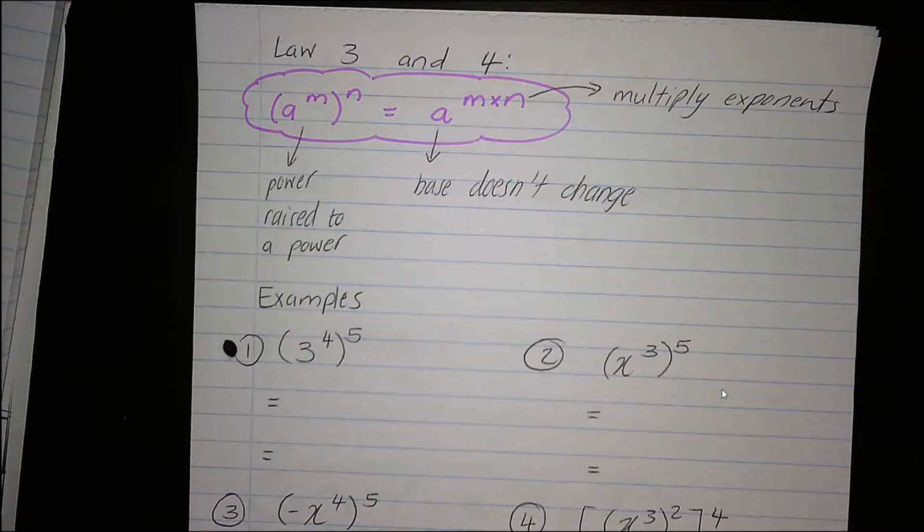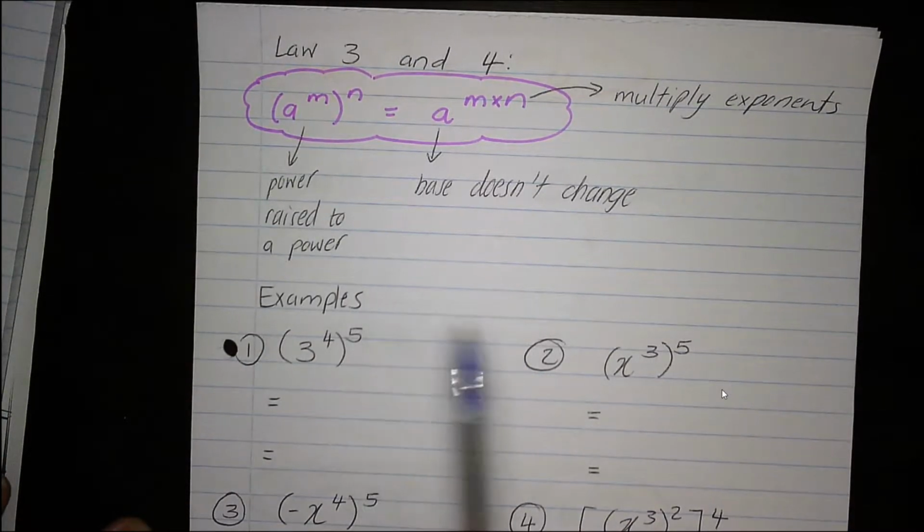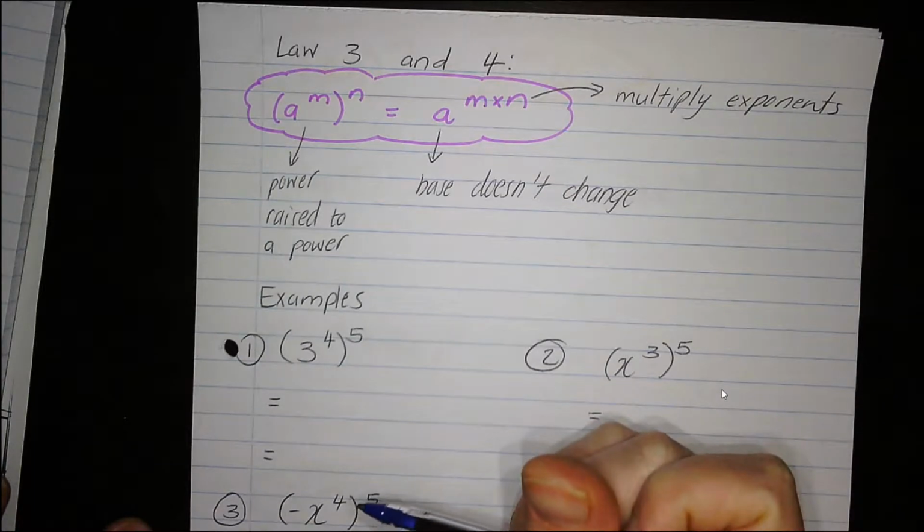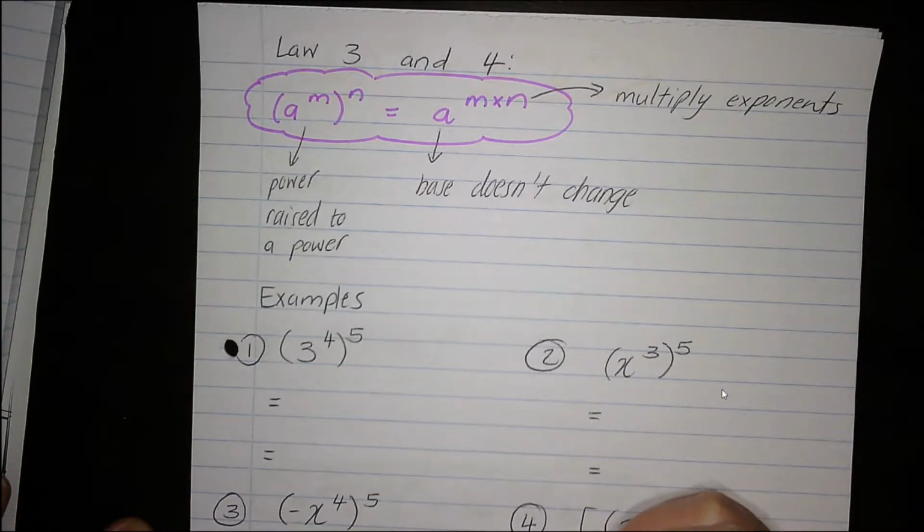In the previous video we had a look at dividing a polynomial with a monomial. In this video we're going to have a look at raising a power to another power and raising a product to a power and the combination thereof. Okay, law 3 and 4 are quite easy compared to law 1 and 2.